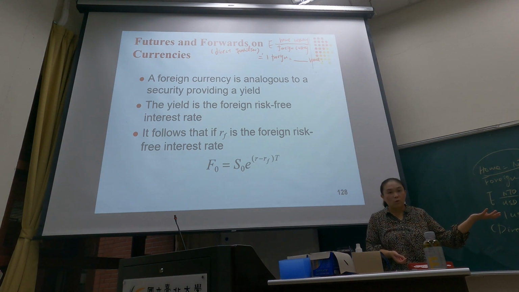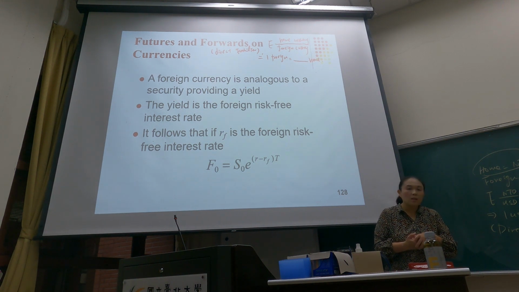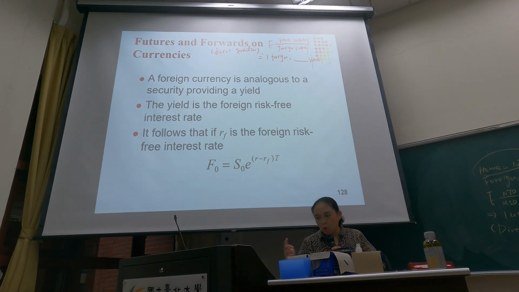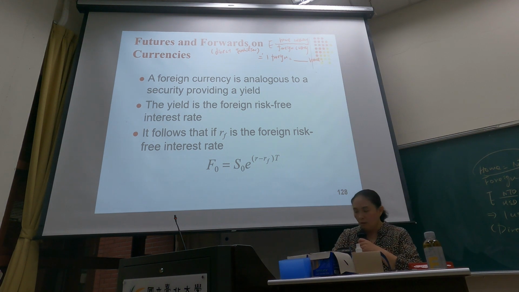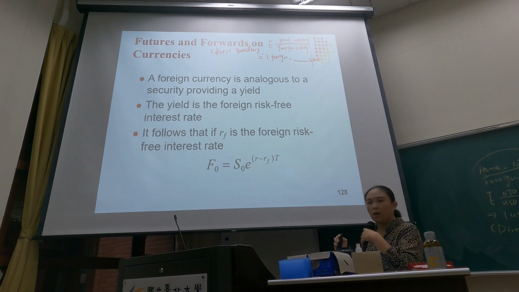Then you will earn the US interest rate, right? After 1 year, you convert it back to Taiwanese dollars with the forward or futures exchange rate. We agree with that? Okay, so assuming there is no arbitrage opportunity, you should earn the same money. You guys follow me? Okay, so this is how we come up with this formula here, which represents the foreign exchange currency futures pricing. Okay, so foreign currency is analogous to a security providing a yield. Okay, very similar.